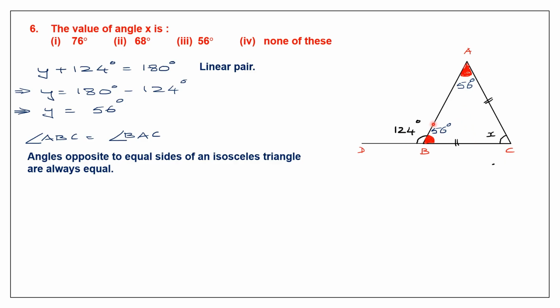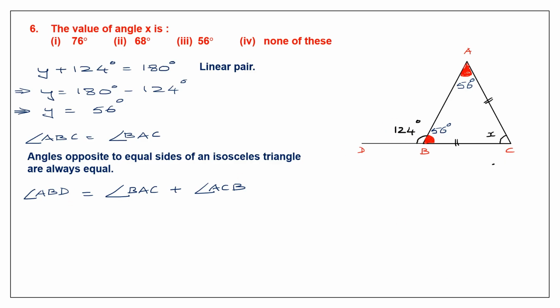So let's use that property of exterior angles. That is angle ABD. ABD is 124. That is equal to angle BAC plus angle ACB. Angle ACB. Now let's write whatever we have. Now here angle ABD is this angle.